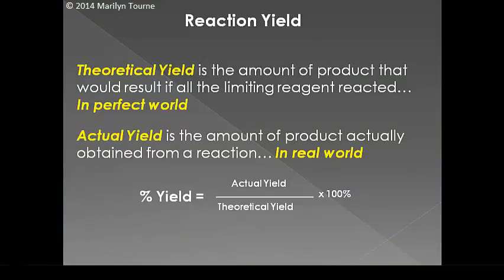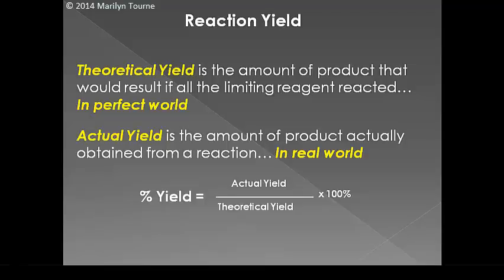It goes over reaction yield. The amount of limiting reactant that's present at the start of a reaction determines your theoretical yield. Theoretical yield is the amount of product that would result if all of the limiting reagent actually reacted. So this is in a perfect world. In a perfect world, everything that you put into a reaction gets used up.